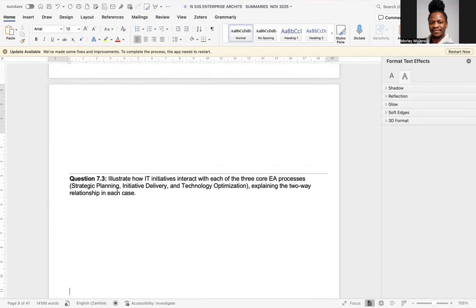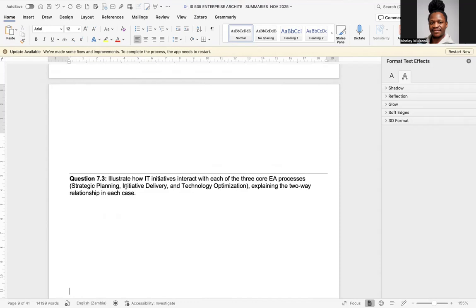So, the two-way relationship between initiatives and the core processes is the final piece of the puzzle, right? So, first and foremost, the EA process for strategic planning defines the large-scale strategic initiatives, the roadmap, okay? It provides feedback from completed initiatives, helps update the roadmap.